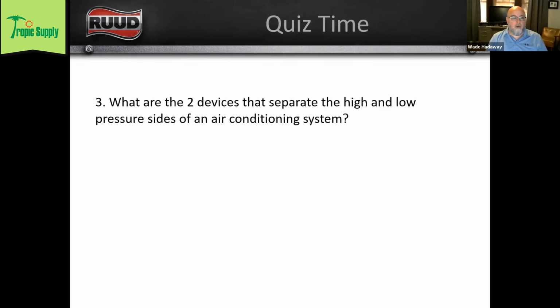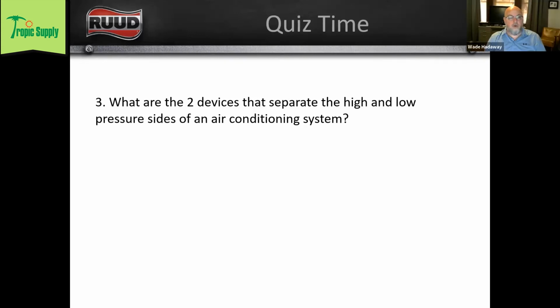Question number 1: what are the 2 devices or components that separate the high pressure and low pressure sides of an air conditioning system? Chat notifications are going crazy. Okay, first correct answer that I see is David Toombs. Congratulations, David.